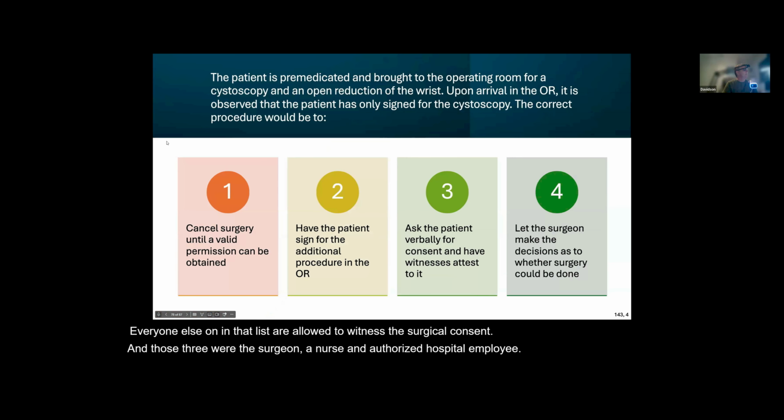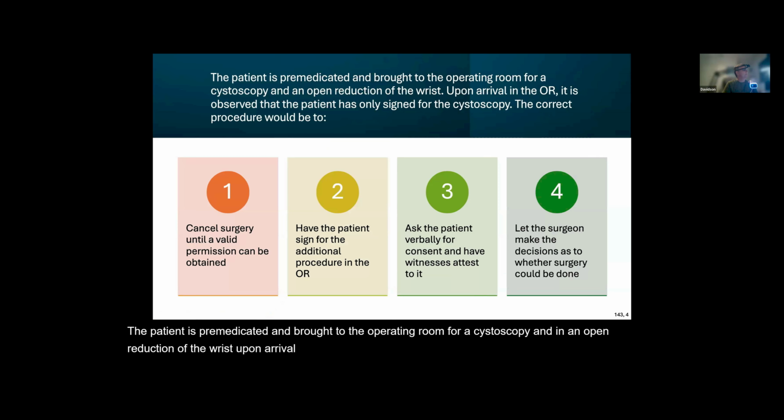The patient is pre-medicated and brought to the operating room for a cystoscopy and an open reduction of the wrist. Upon arrival in the OR, it is observed that the patient has only signed for the cysto. The correct procedure would be, so which one of these choices? Cancel surgery until a valid permission can be obtained. Have the patient sign for the additional procedure in the OR. Ask the patient verbally for consent and have witnesses attest to it. Or let the surgeon make the decisions as to whether surgery could be done.